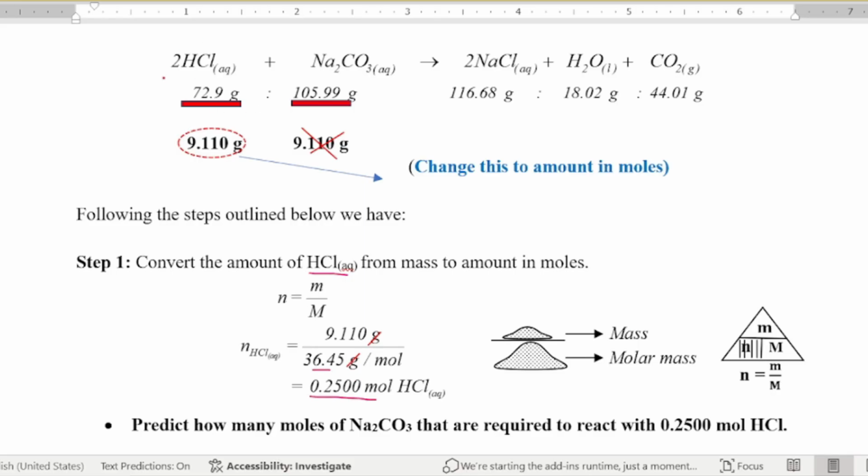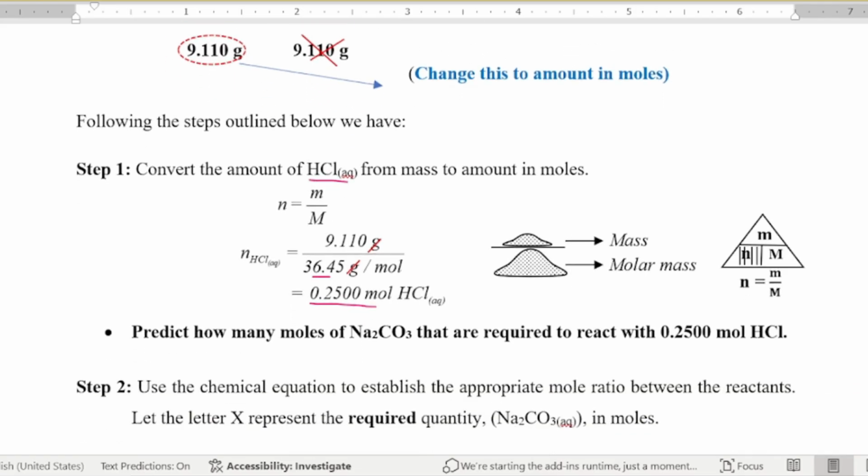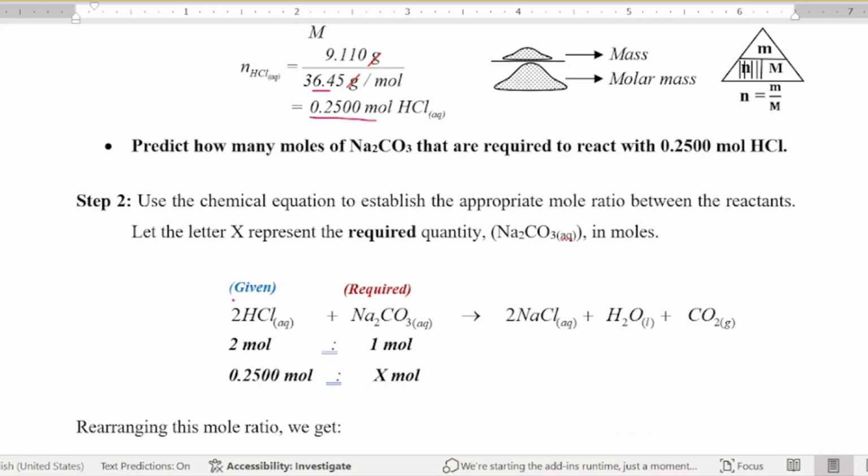So this is 2 moles here, requiring 1 mole here. We have 0.25 here. What do you think this should be? Yes, 2 to 1. If you say 0.125, then you're right. Now you establish your mole ratio from that equation. This is given, and this is what is required. We just found what is given there, and of course the required should be half of that.